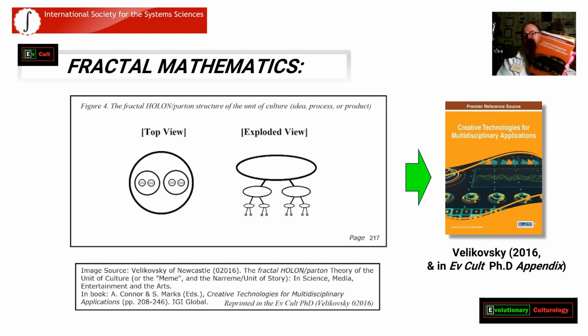Anyway, in that 2016 chapter there, what's it called? The fractal holon parton theory of the units of culture, or the meme, 4-letter word, in scare quotes there, and the Narreme, or unit of story, in science and media, entertainments, and, well, all domains really, but it was trying to be a bit understated. You don't want to make your claims too bold at the start. It's all very tentative. All knowledge is tentative, as good old Sir Uncle Karl Popper used to say.